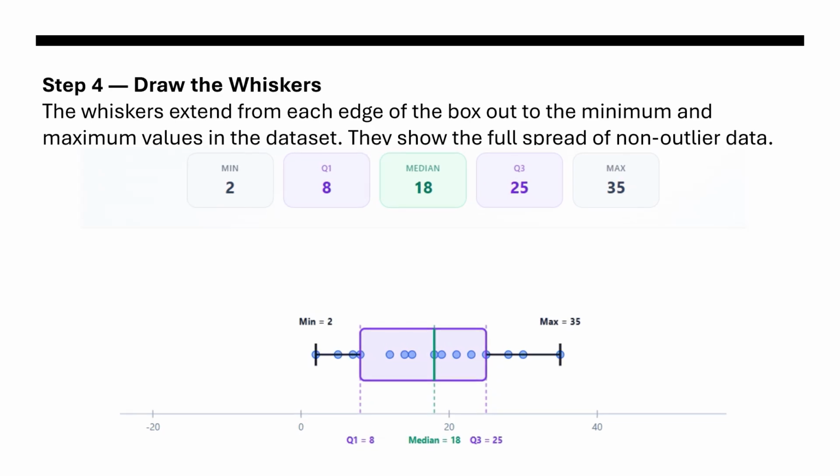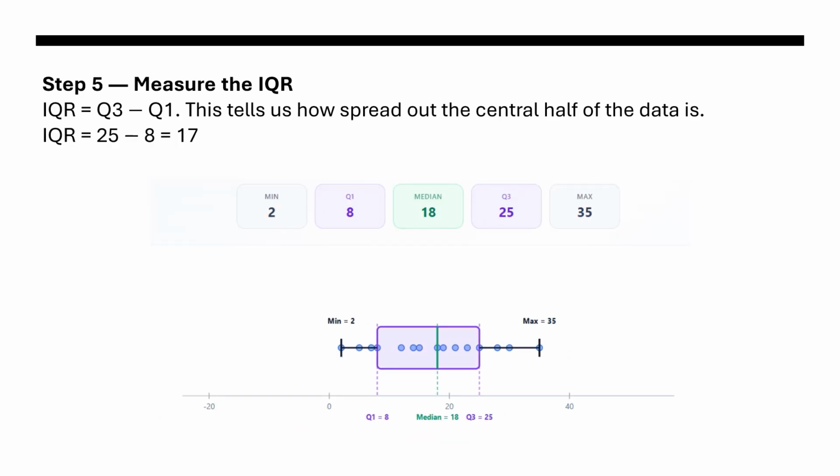Now draw your whiskers, and all 5 numbers from your 5-number summary should be labeled on your box and whisker plot. The next thing we need is to measure how long the box is, and that is our IQR.